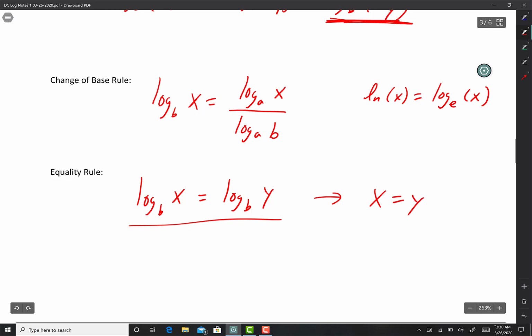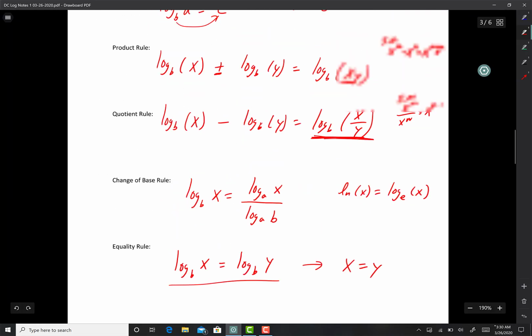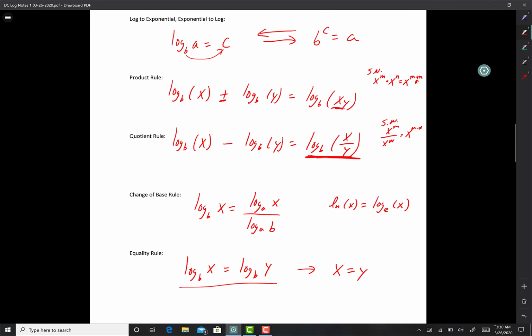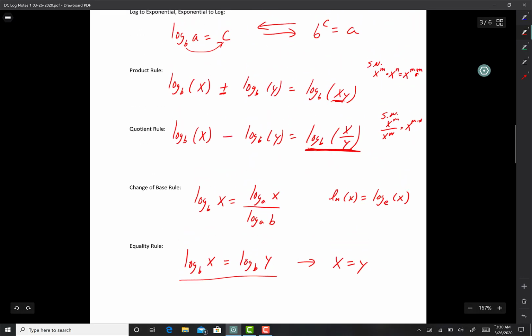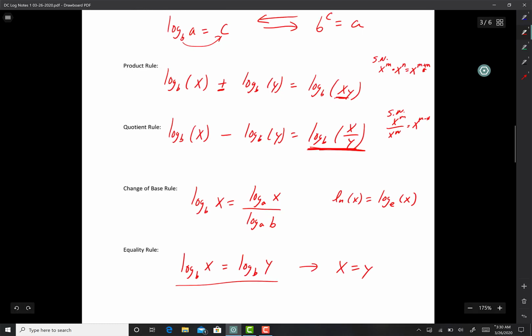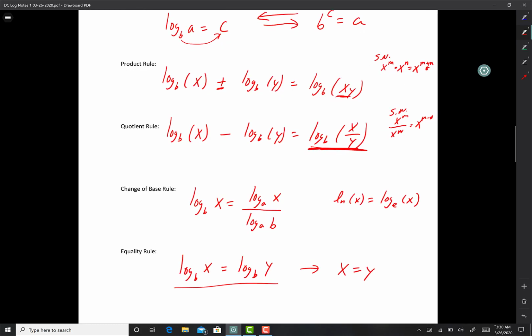And that's it, guys. So pretty simple properties, nothing crazy. I think most of you guys already know all this, at least I hope you do. And if you don't, hopefully you've done lots of exponents or similar to that, your laws of exponents. You can see the similarities.